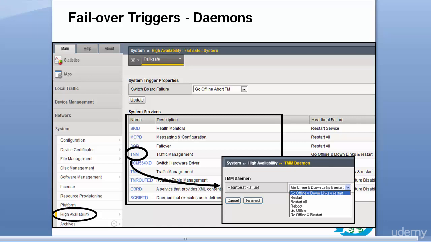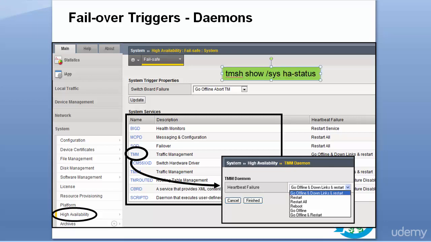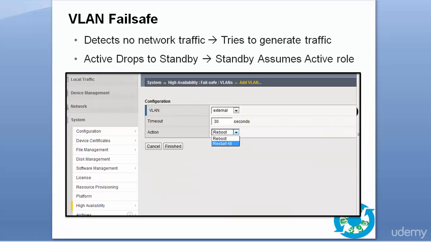You can view the HA table in the CLI with this command: tmsh show /sys ha-status. The LTM supports failover detection for each VLAN. When VLAN failsafe is enabled, the BIG-IP system monitors network traffic going through the VLAN. If no traffic is detected on the VLAN while half of the failsafe timeout elapses, the BIG-IP system attempts to generate traffic by pinging known devices. Any traffic through the VLAN, including a response to the ping, averts a failover.